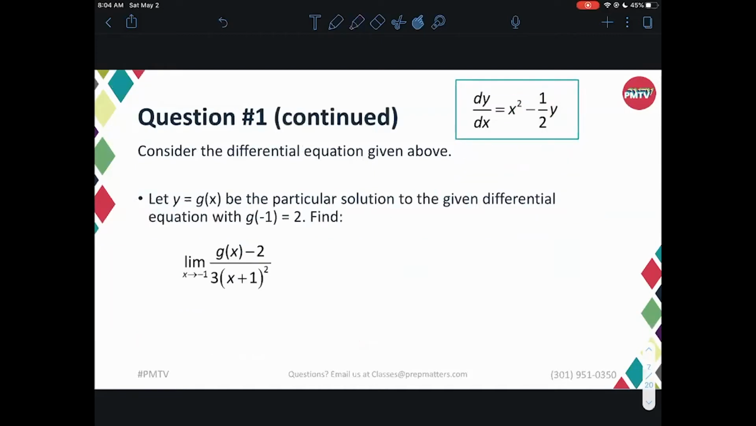Let's do a little bit more. So part C, or the third part of this question: let y equal g of x be the particular solution to the given differential equation with g of -1 equal to 2. Find this particular limit. Now we're all the way back into the beginning of calculus again, still in a frame of a differential equations question, a frame of a Unit 7 question. We are now being asked to review an entire other section of calculus again.